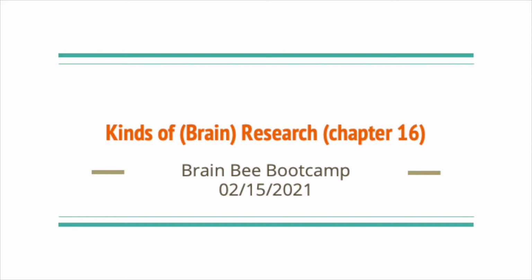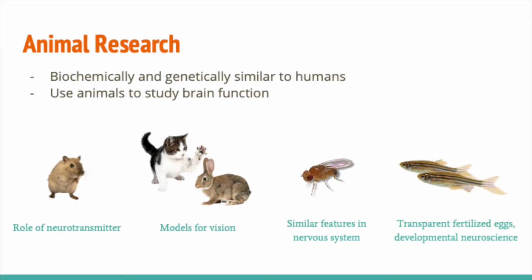So let's get started. The first model that we're going to be talking about is obviously animal research. The reason why scientists use animals to study the brain is that they are biochemically and genetically similar to humans. What I mean by that is that there are certain animals that contain the same chemical molecules, metabolic pathways, and genes that a person has, that can be easily studied to learn more about how the human brain functions. More specifically, if you look on the slide, we have mice, which share many neurotransmitters with humans.